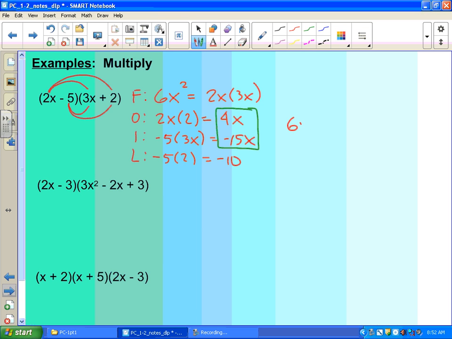So we simply combine all my like terms. 4 minus 15 is negative 11x, and minus 10. And that's what we would get if you multiply those binomials together.